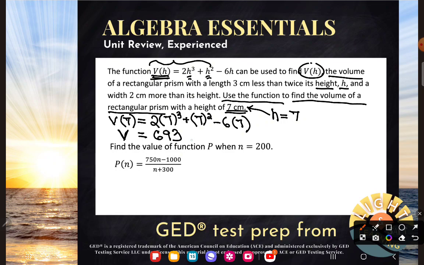693 what? Well, it's volume, so it's going to be measured in cubic units. And what was the unit? Let's see. Centimeters. So it'll be cubic centimeters.